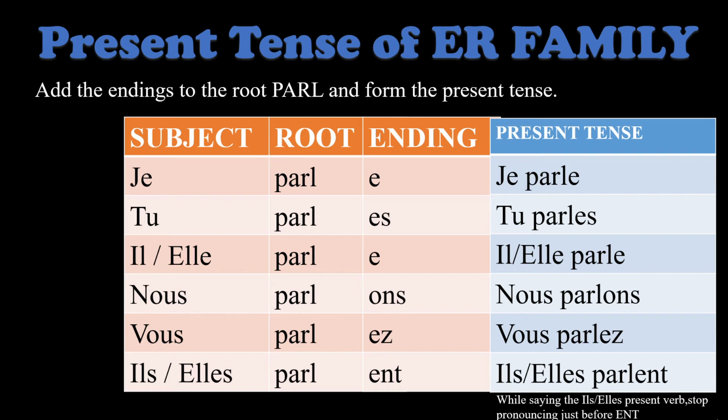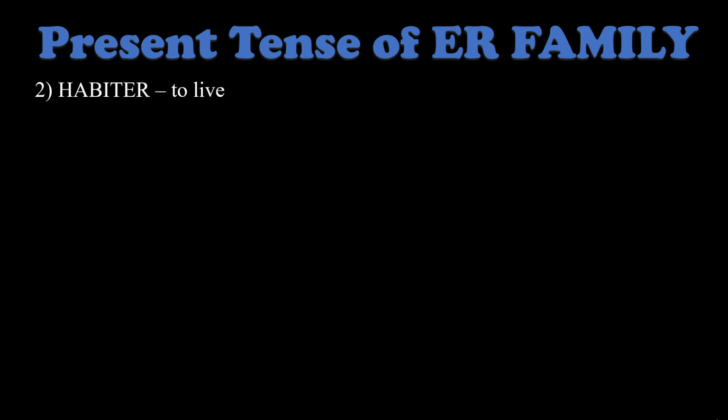Let's try another verb, habiter. Habiter is to live or to stay. So now, I'm giving you 5 seconds. Tell me how we get the root of habiter. That's right. You just have to cancel the ER and what is left is the root, which is HABIT.